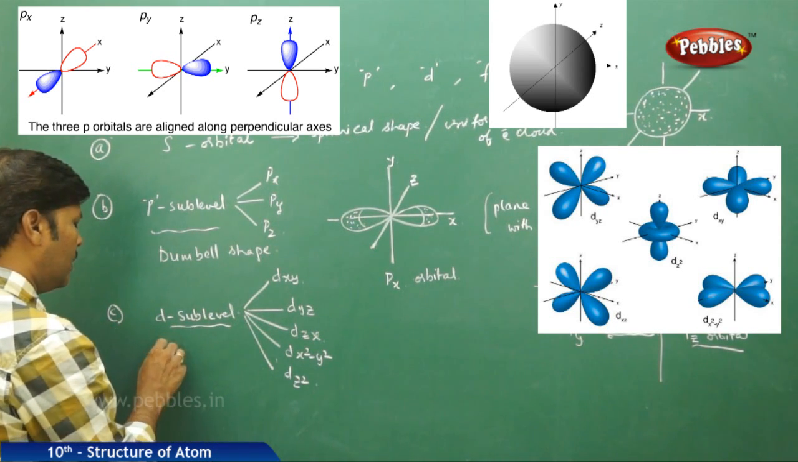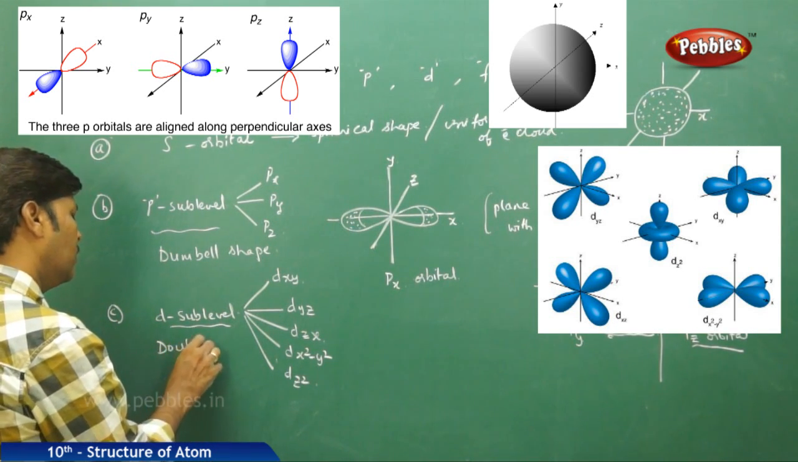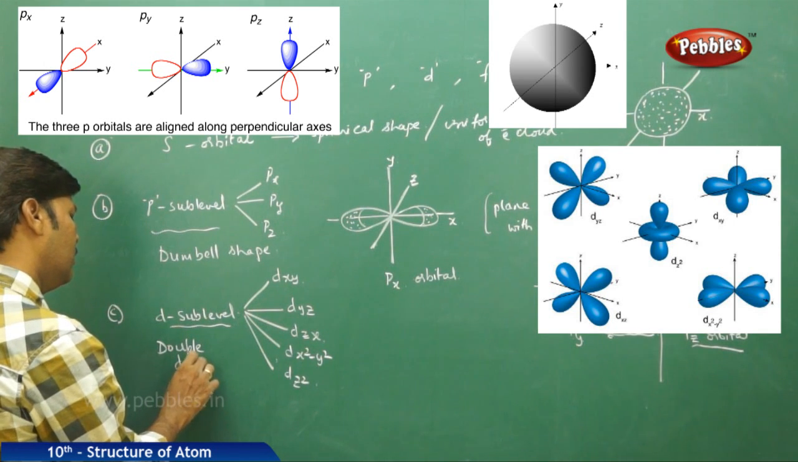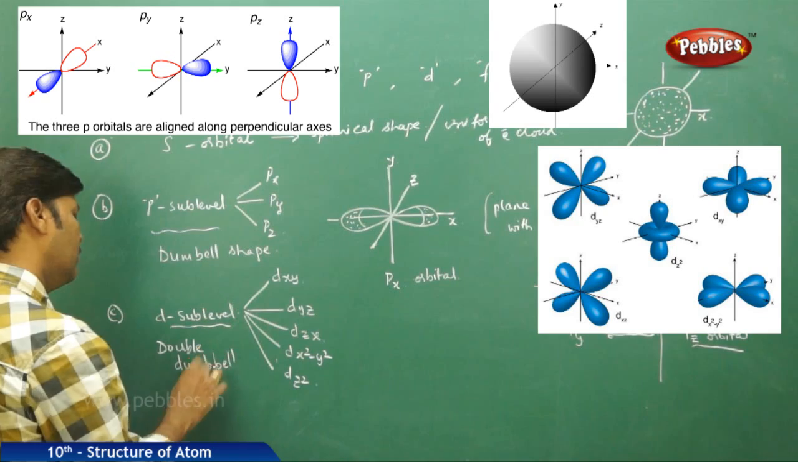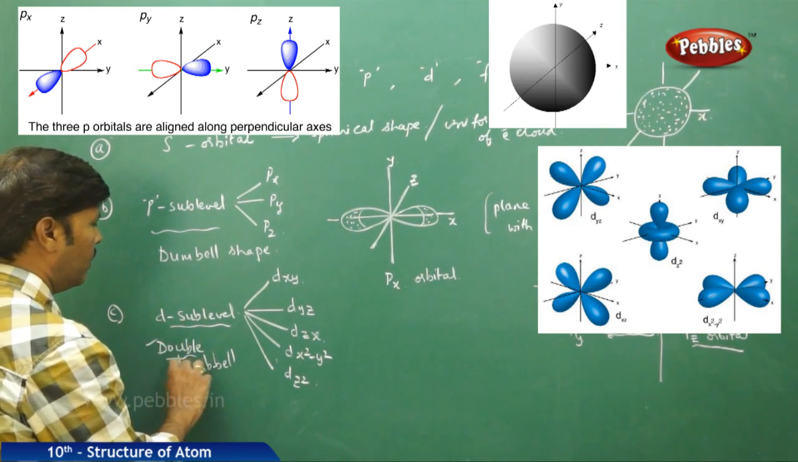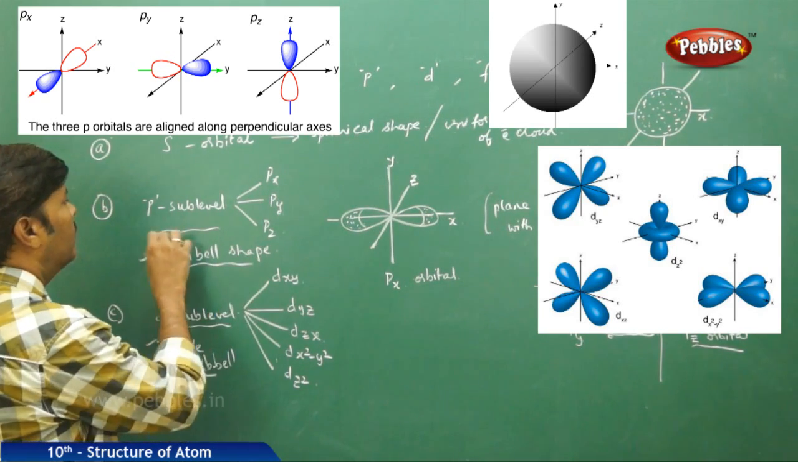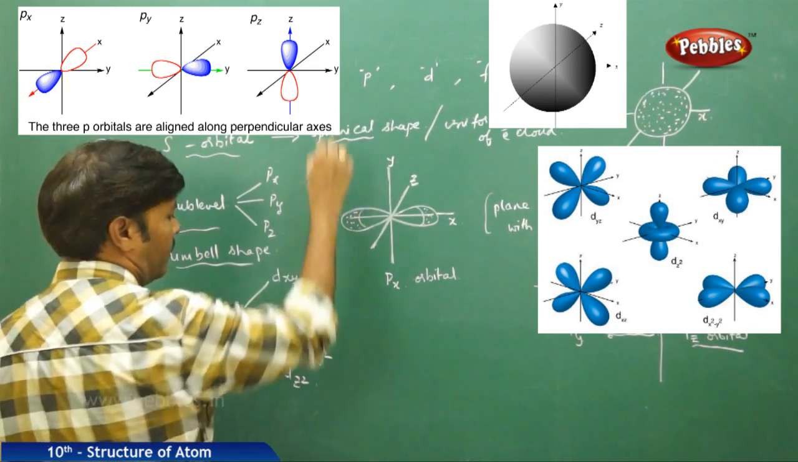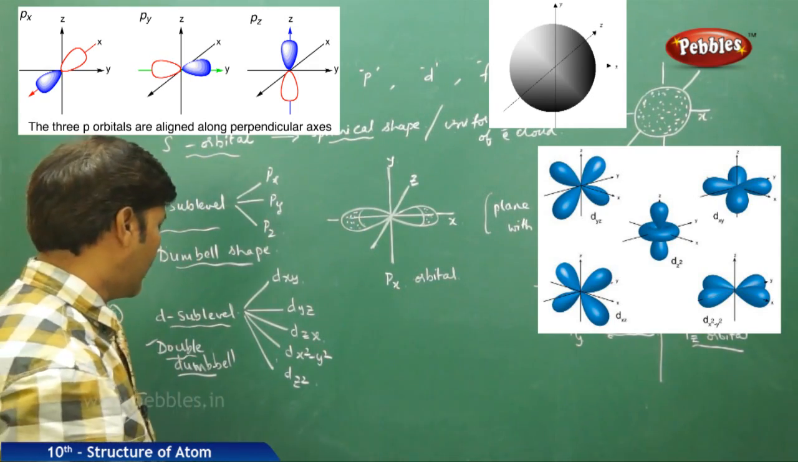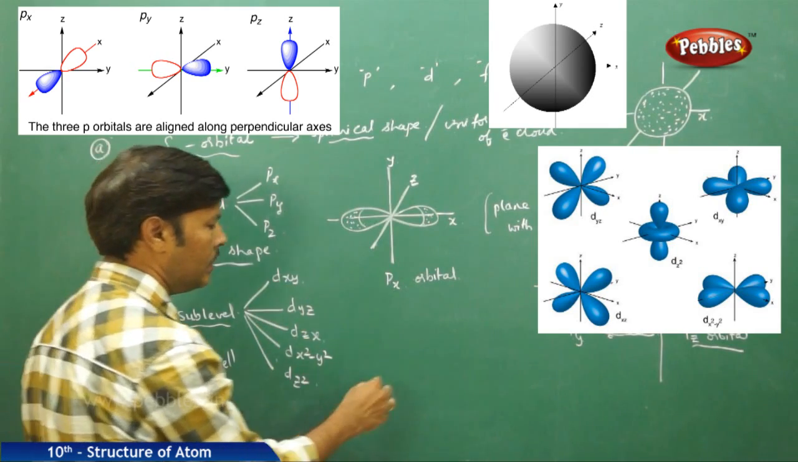The shape of the orbital is double dumbbell. Here the shape of the orbital is dumbbell, p orbital. Here the shape of the orbital is spherical. So I am going to give you a few diagrams here for all these orbitals.